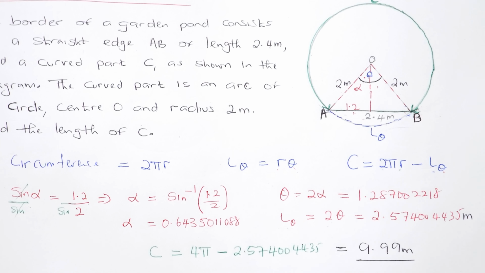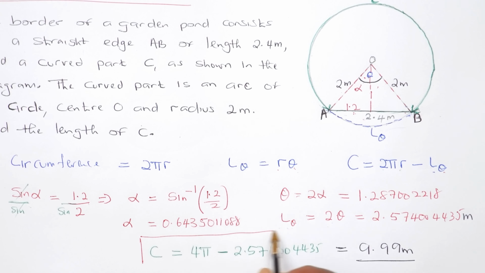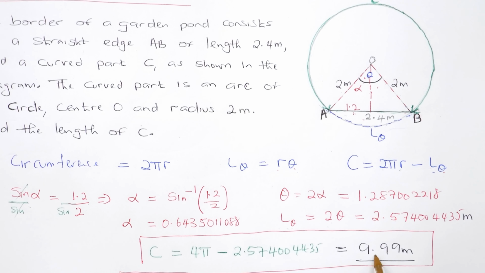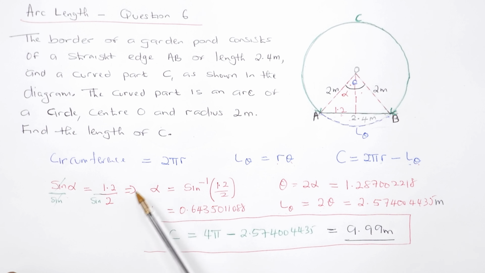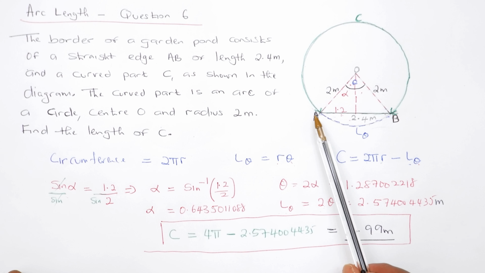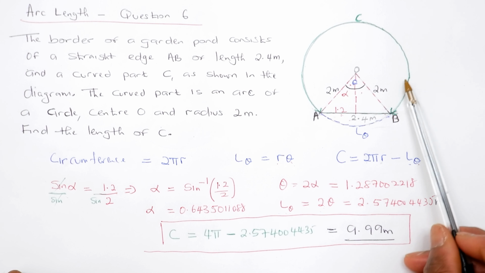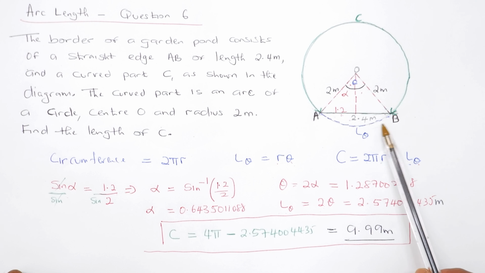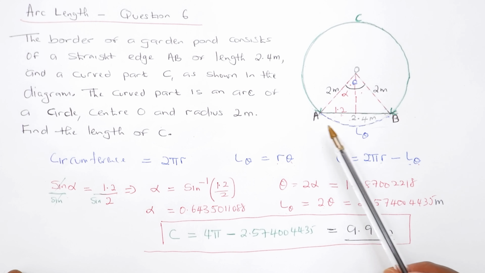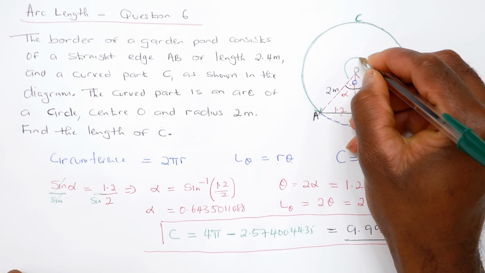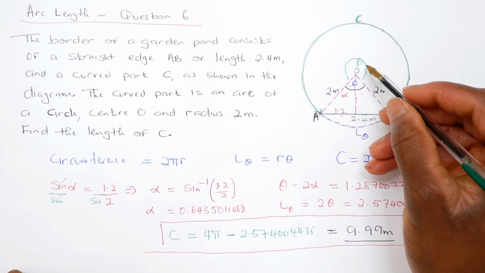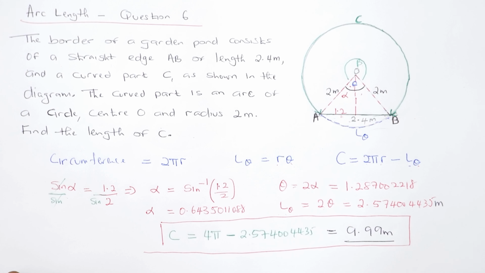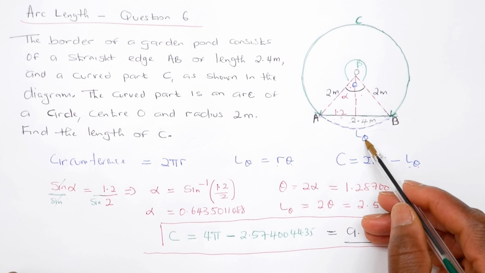And that happens to be 9.99 meters. So that's what the question is all about, finding the major arc. That's the major arc, and AB here is the minor arc. The angle for the major arc will be the angle here, so I'll call that beta. That will be the angle for the major arc, but the angle for the minor arc is theta, that bit here.